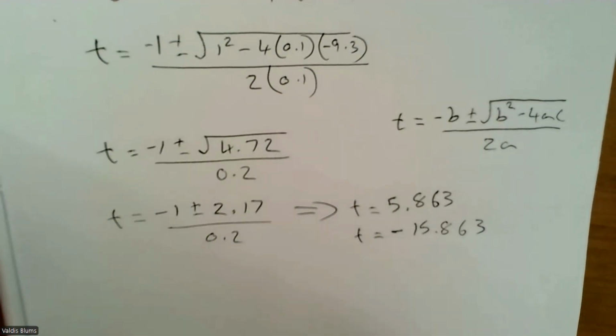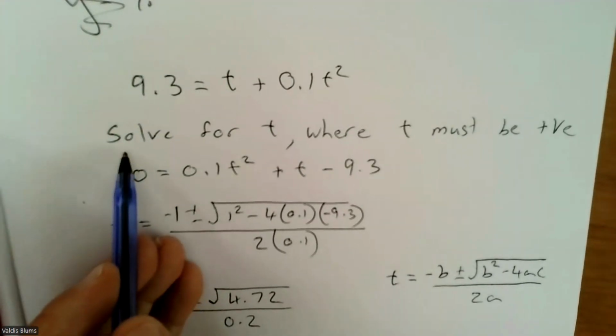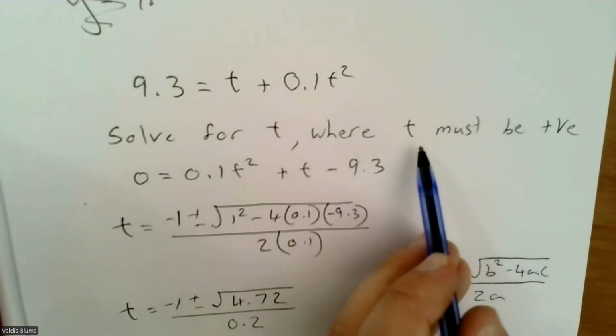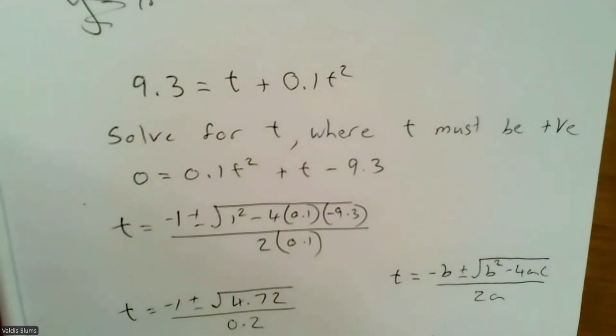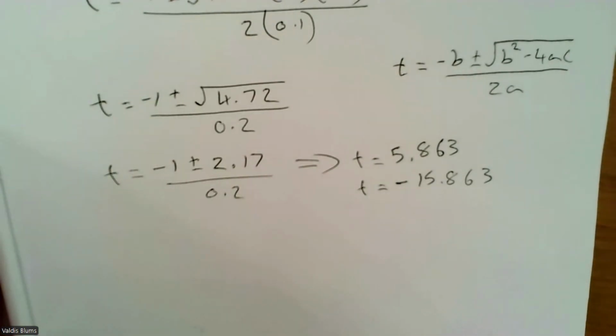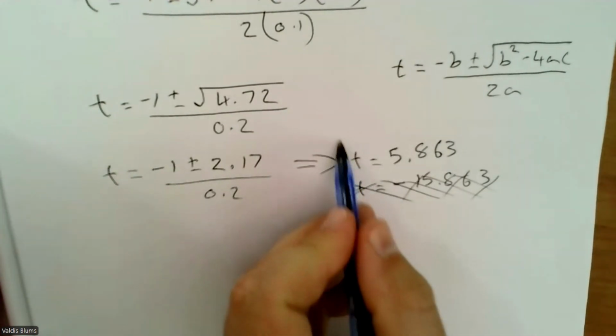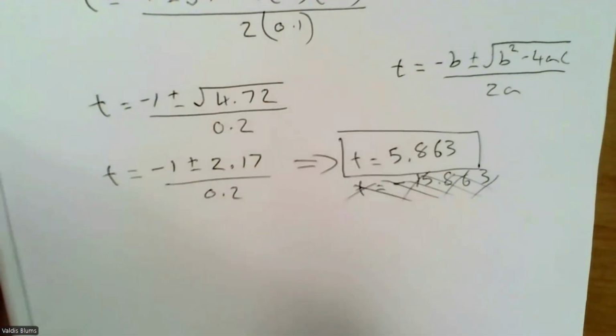Okay, we've got our two solutions now. And for this particular question, there was an extra line where t must be positive. So we're applying this context to our two solutions, and we see that only one of these is valid. So our t value is 5.863.